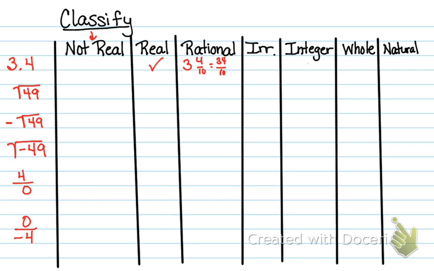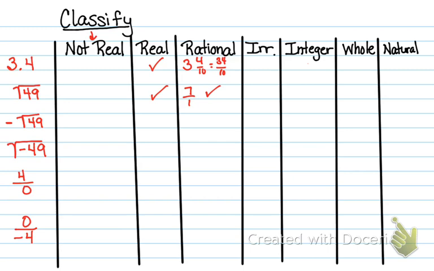Now let's look at square root of 49. The square root of 49 is a perfect square, 7 times 7, so we know it's a real number. Is it rational? Well, it breaks down to 7. Can we write it as a fraction? Well, yeah, 7 over 1, so it's rational, which means it can't be irrational, so there's no reason to put anything there. Well, then let's go further.